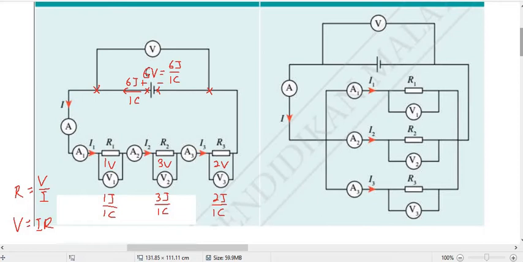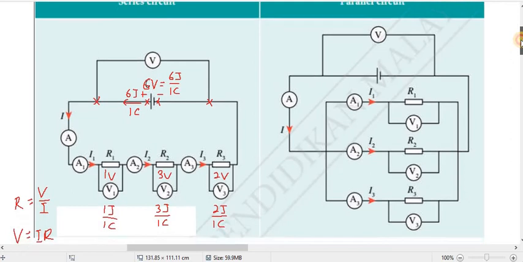Alright, any other question? Any other question? Okay, next we want to look at parallel circuits.